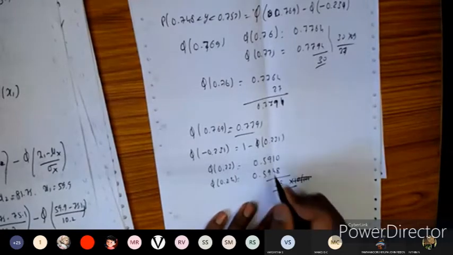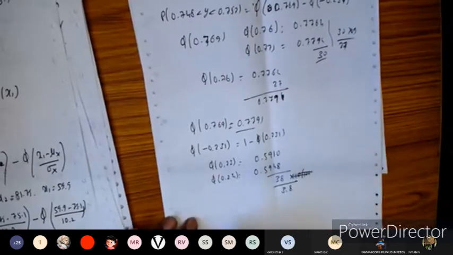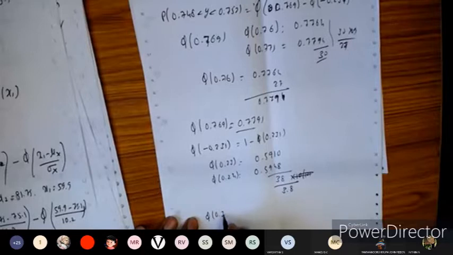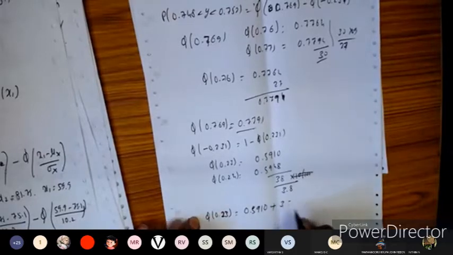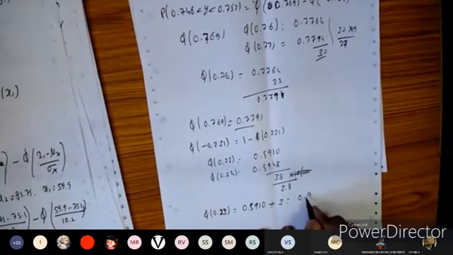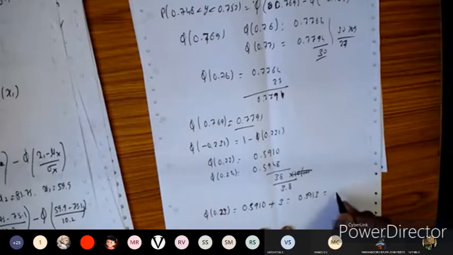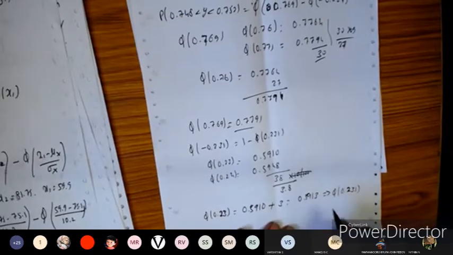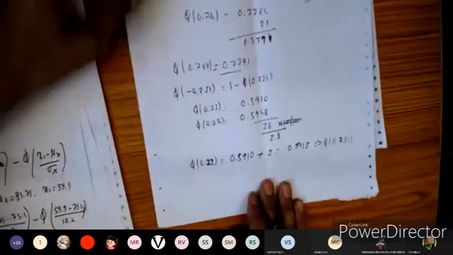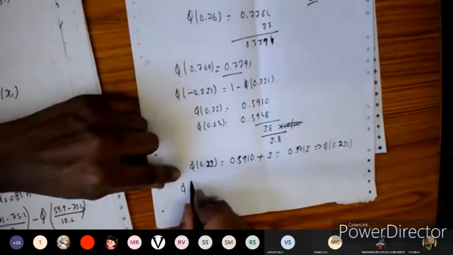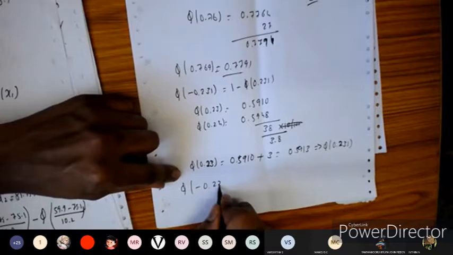So let us add 3 to this answer here. So phi of 0.23 is 0.5910, plus 3. So this will become 0.5913. This will give the value of phi of 0.231 here. Got the answer here, right? So now let us find the value for this one.